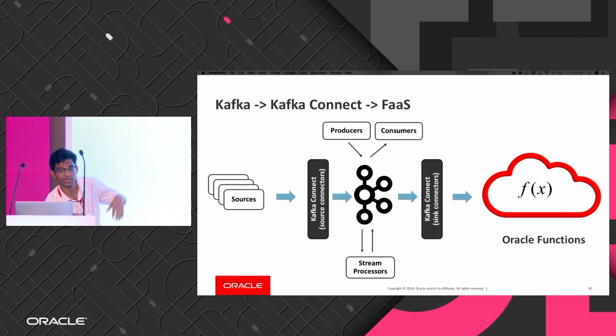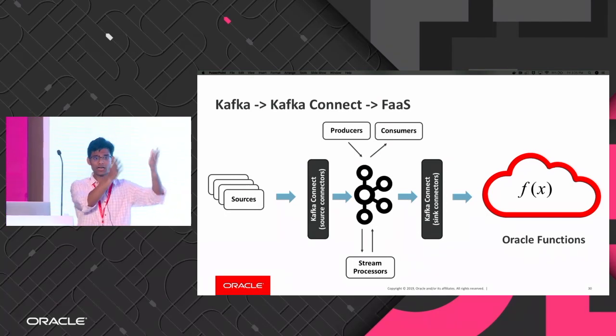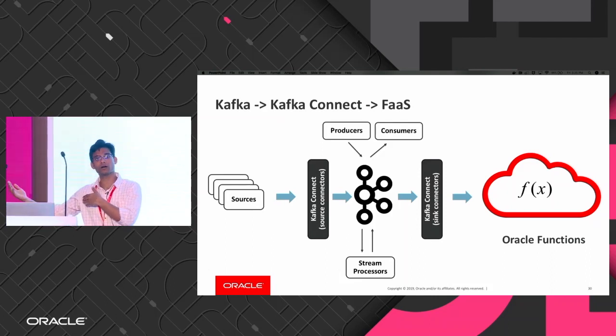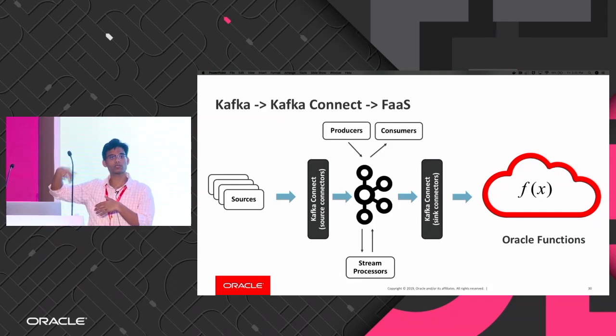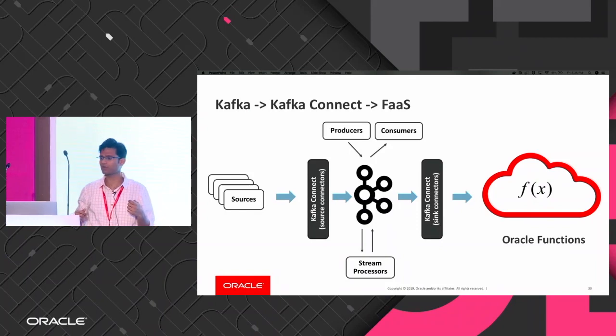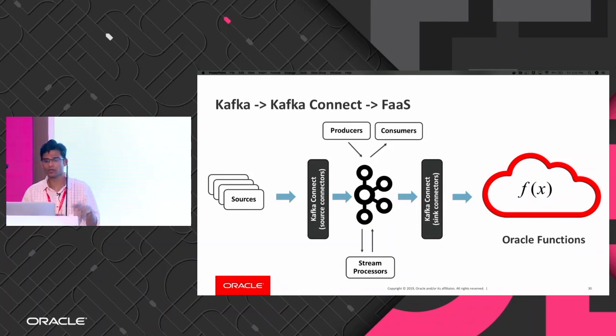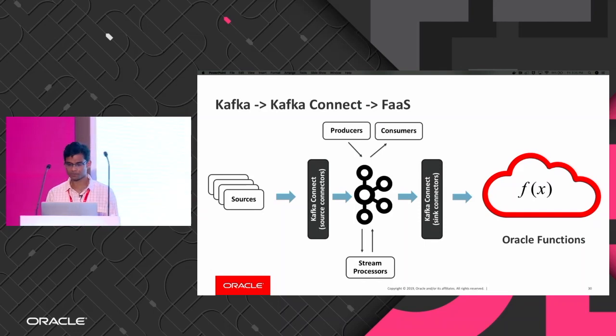So you have Kafka in between, and you have sources. Kafka connectors pull data from the sources, push it to Kafka, and you have another sink connector which calls your functions. In this case, I have an example for Oracle Functions. I'm not going to demo this. The code is already there in the GitHub, so you should be able to check this out and run it if you like to. Right, so this is one way of thinking about things.